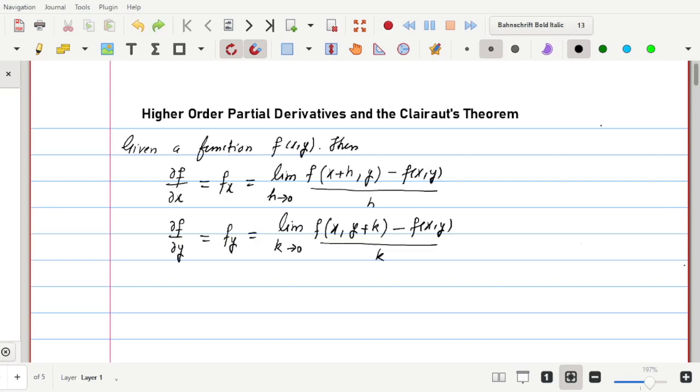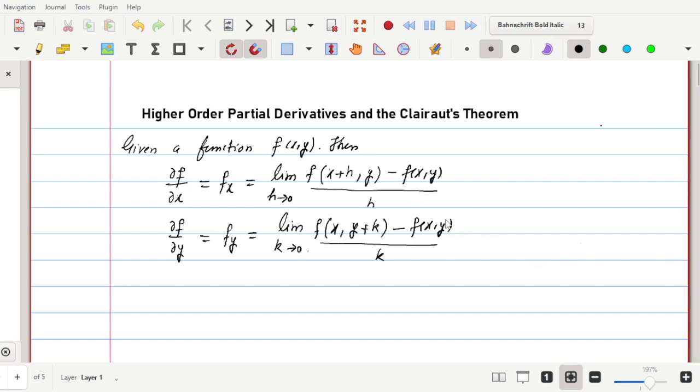So here we have a definition. Given a function f of x, y, a function of two variables, we can define two partial derivatives of f with respect to x and with respect to y. These two first order partial derivatives are fx, defined as the limit as h goes to 0 of f of x plus h, y minus f of x, y divided by h. In the partial derivative of f with respect to x, we take a change in x, and similarly for the partial derivative of f with respect to y, we take a change in y, defined as the limit as k tends to 0 of f of x, y plus k minus f of x, y divided by k.